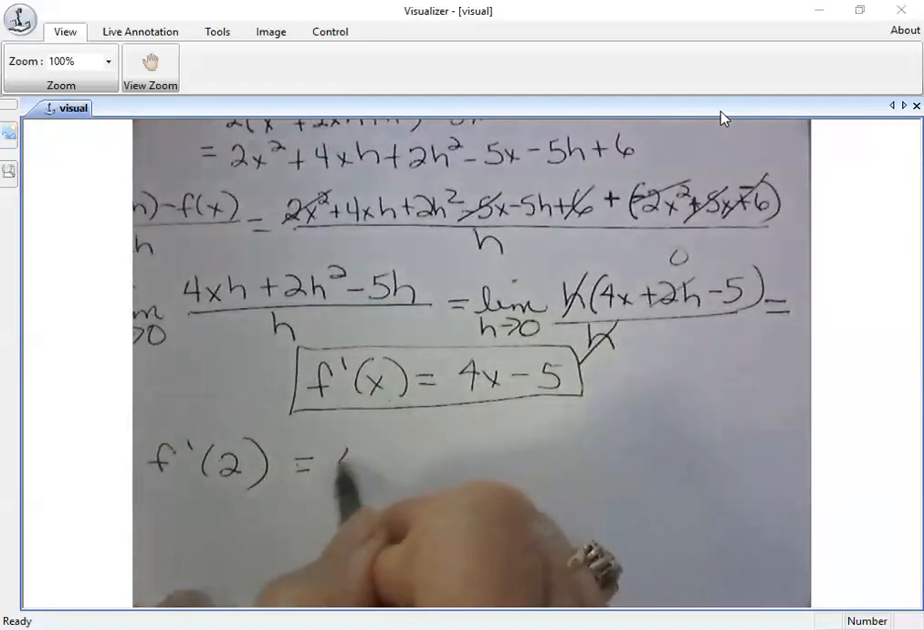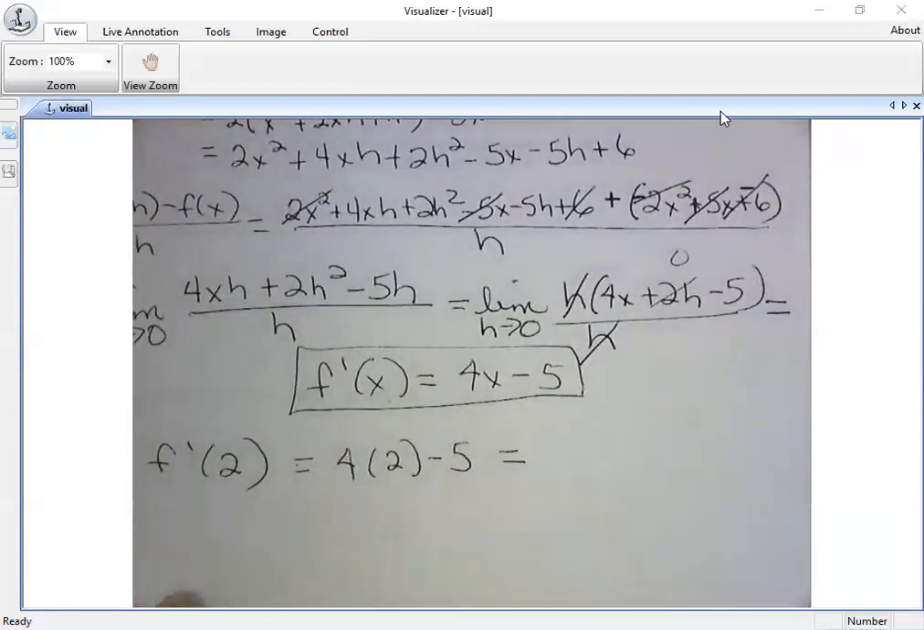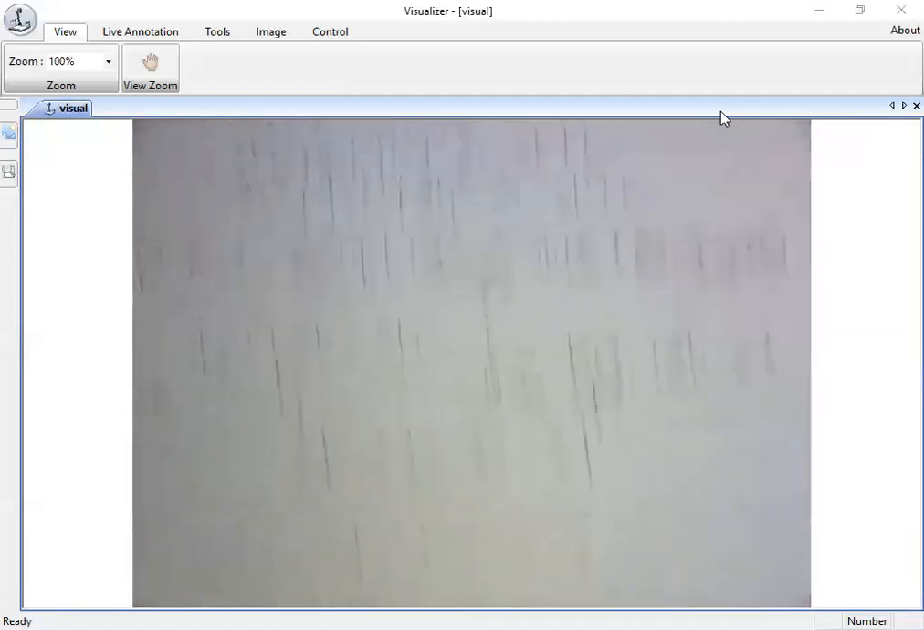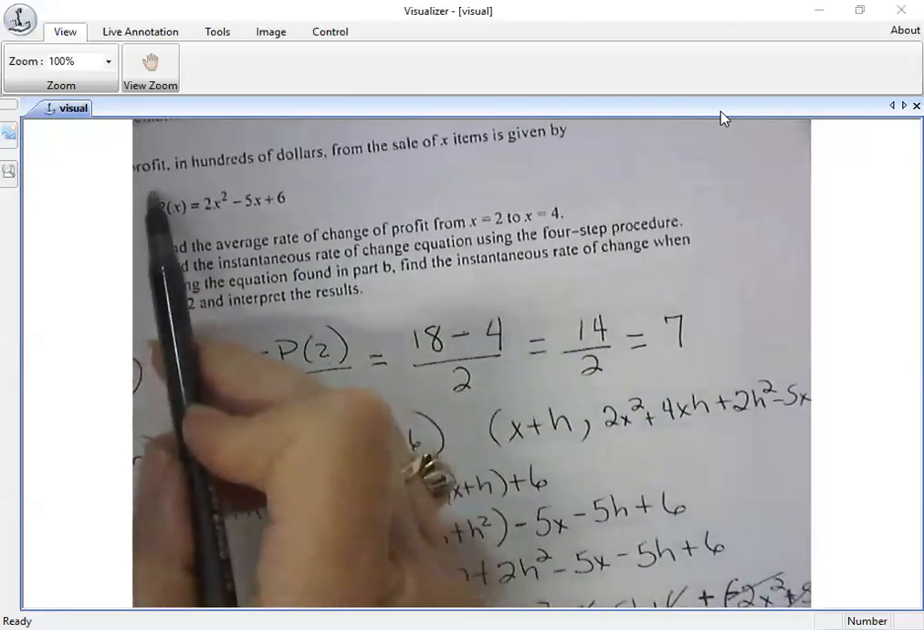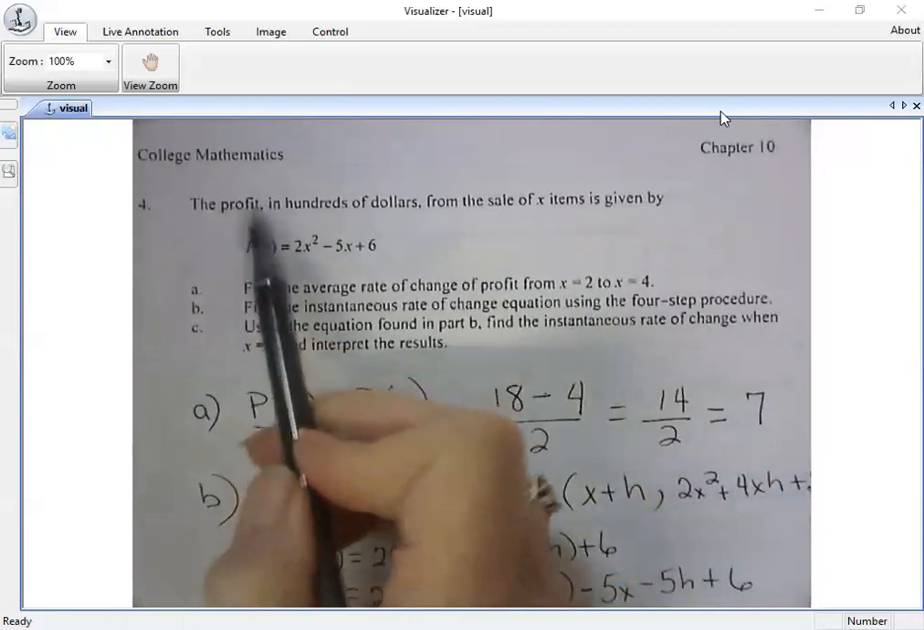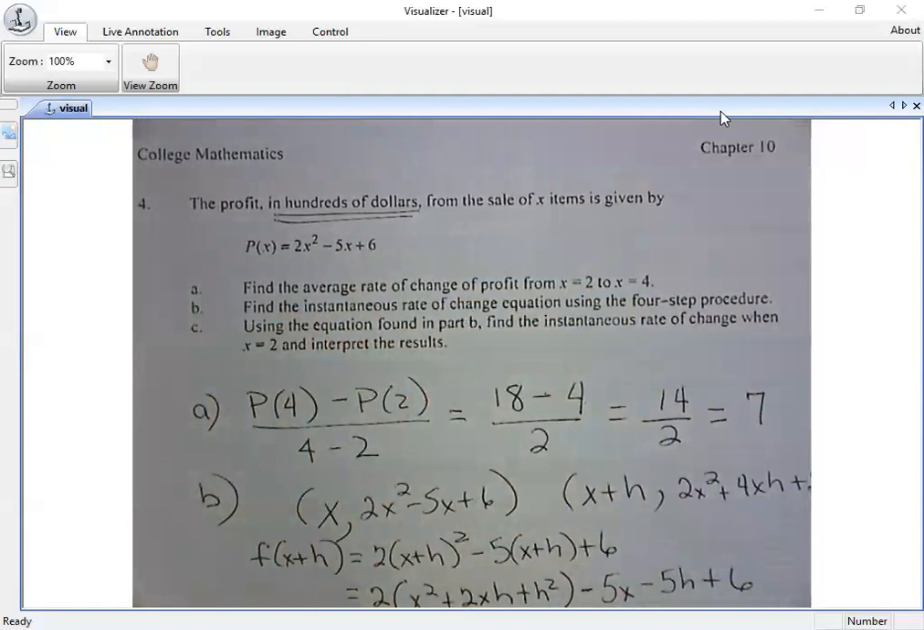So I'm going to plug in 2, and what's that going to give me? That's going to give me the number 3. Now, here's what I would do to interpret what this means. If I go back and I read this again, it says the profit in hundreds of dollars. Now that's important because it's not $3, it's how much, 300, that we just discovered.